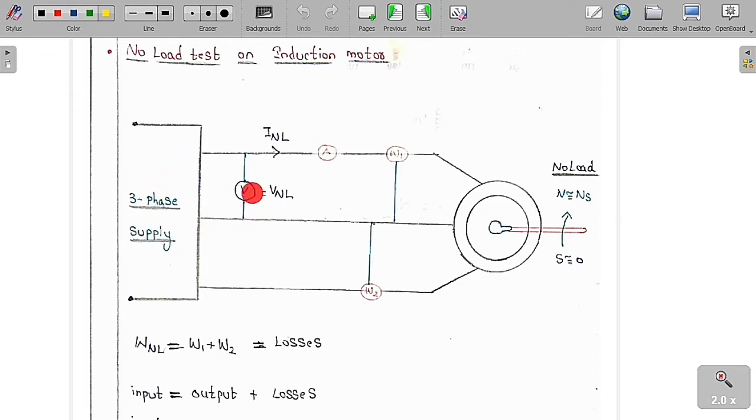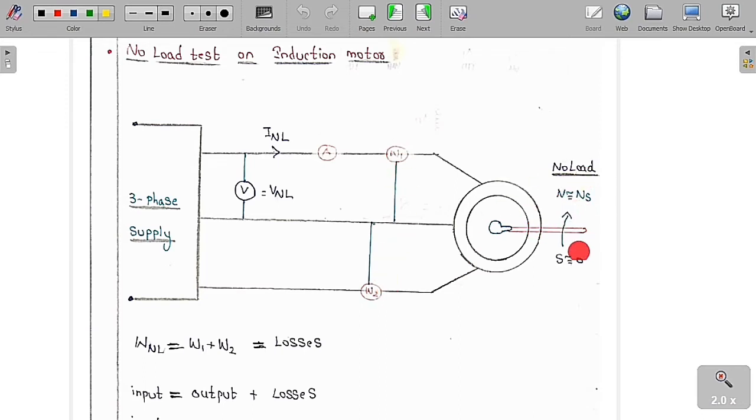This is the voltmeter we are going to keep, and this is the line voltage. It is called the no load voltage, or we can say the line voltage, or simply the no load voltage. And the current drawn at no load is called the no load current. Here we are going to keep the ammeter to measure this current and the voltmeter to measure this line voltage. And here we are going to keep 2 wattmeters. We are going to use the 2 wattmeter method to figure out how much power is drawn by the stator, that is, consumed by this induction motor, using the 2 wattmeters W1 and W2.